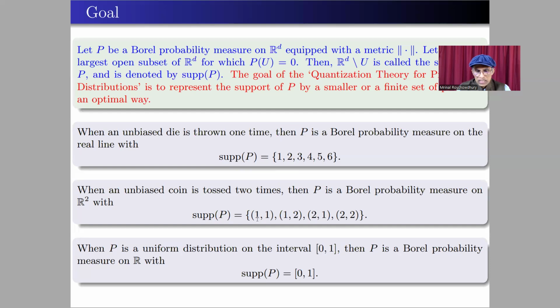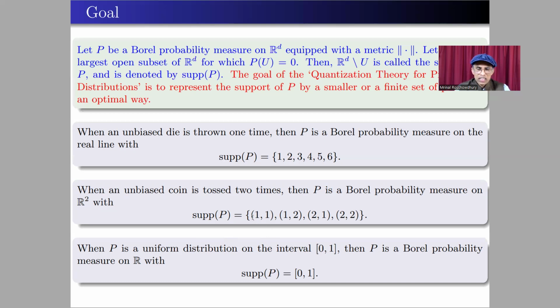If 1 represents head and 2 represents tail, then the outcomes are head head, head tail, tail head, tail tail. So here support of P contains 4 elements. In the previous case, support of P contains 6 elements. When P is a uniform distribution on the interval [0, 1], then you can consider P as a Borel probability measure on R with support of P, which is the closed interval [0, 1], containing infinitely many elements.